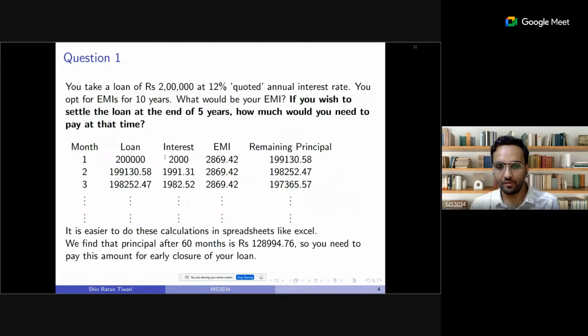So we calculated the remaining principal after 60 months, which is 1,28,995 rupees. This is the amount you need to pay for early closure of the loan, given that there are no prepayment costs associated with your loan.